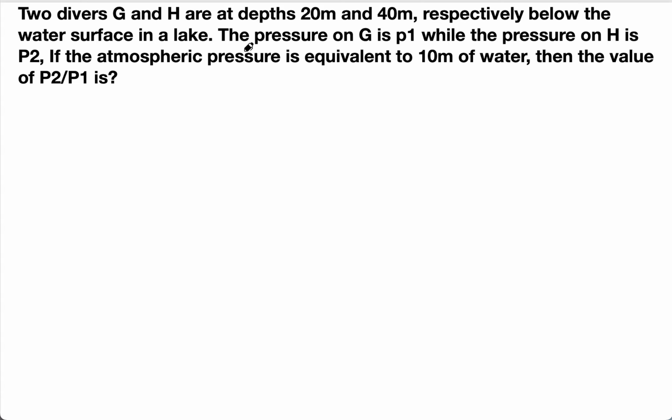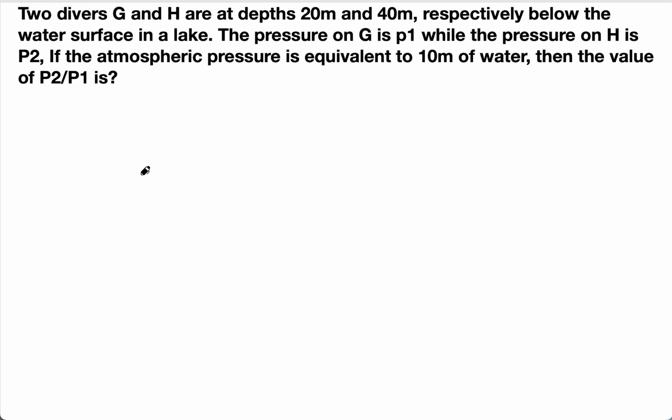Solve this JAMB problem together. We have two divers, G and H. They are at depths of 20 meters and 40 meters respectively below the water surface in a lake. The pressure on G is given as P1 and that on H is given as P2. The atmospheric pressure is equivalent to 10 meters of water. We are looking for the ratio of P2 to P1.